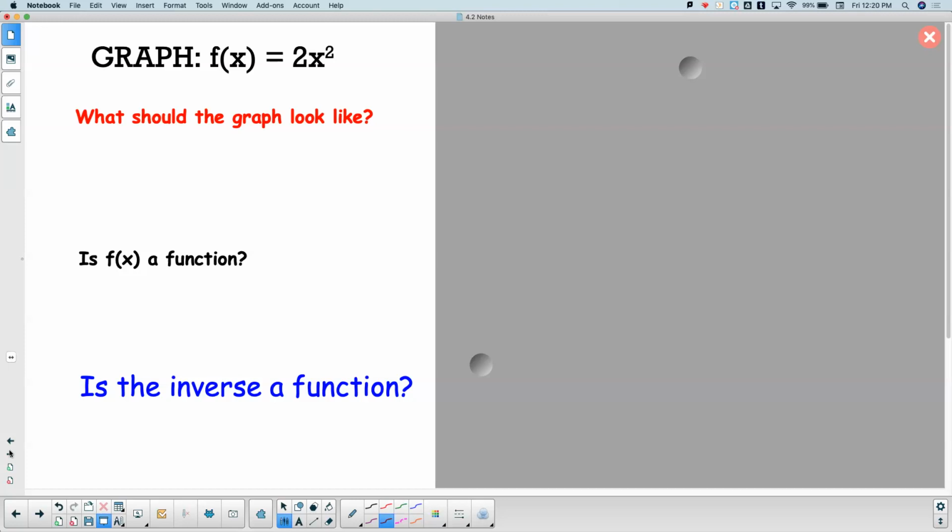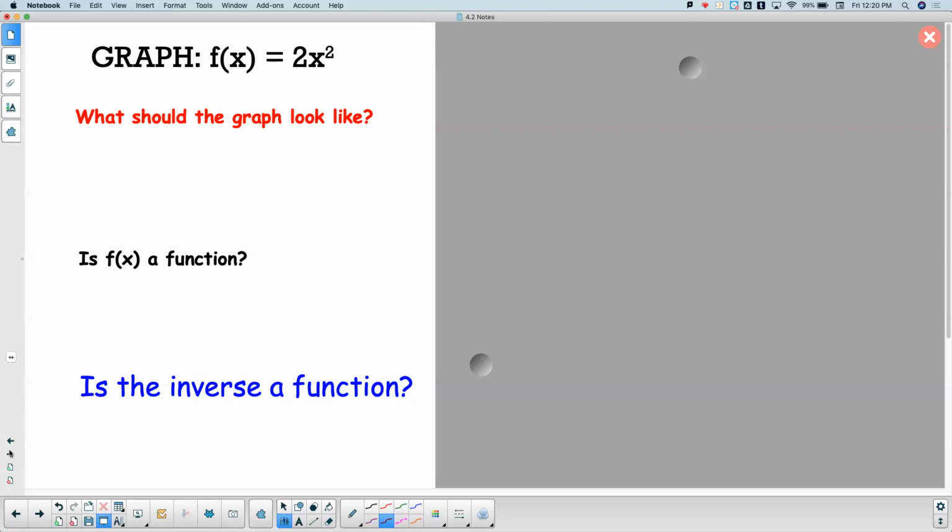It should, let's train it up. What should that graph look like? You've done it a lot, actually. So what kind of a shape is that? That's a U? So with an opening going up?